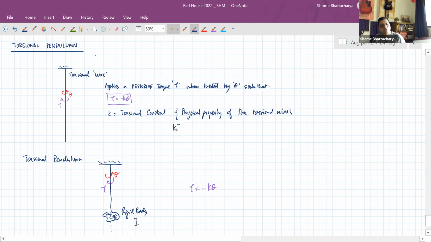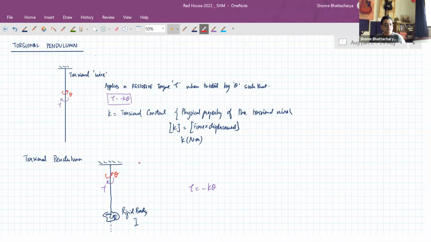Notice that the torsional constant is different from the spring constant because it has the dimension of force into displacement, or force into length. It's expressed in newton meter, whereas spring constant is expressed in newtons per meter in SI unit. Anyhow, coming back to this, it will experience an angular acceleration now, which is like this.